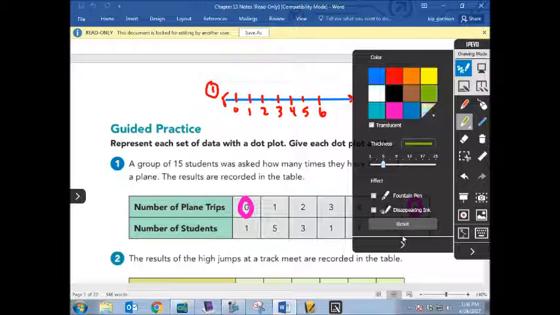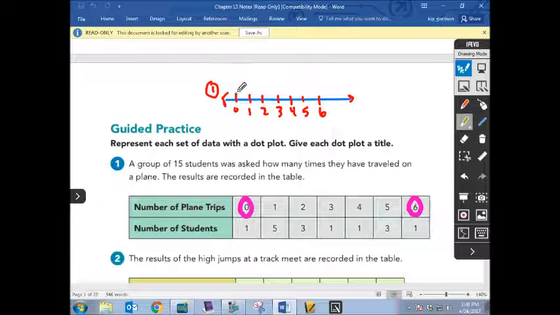Okay, so there was 1 person that had never been on a plane. There were 5 students that had been on one trip, so we're going to go 1, 2, 3, 4, 5. I tried to keep them spaced the same amount. Okay, we're done with that one.